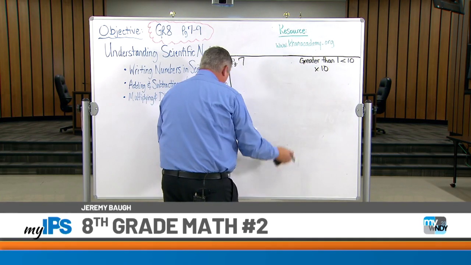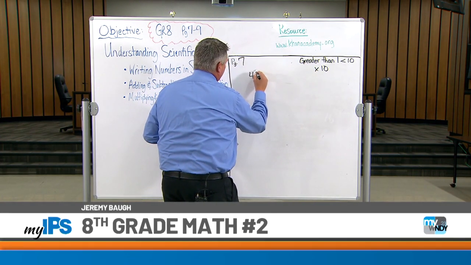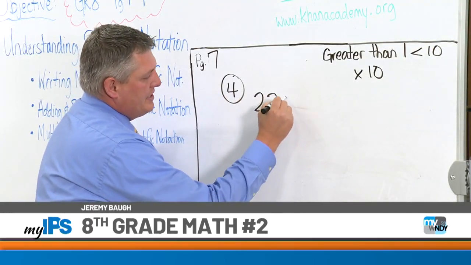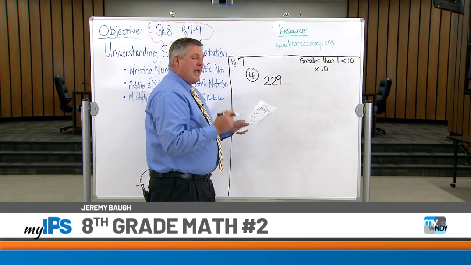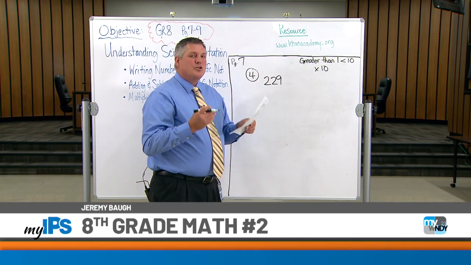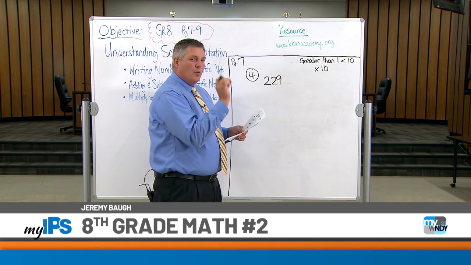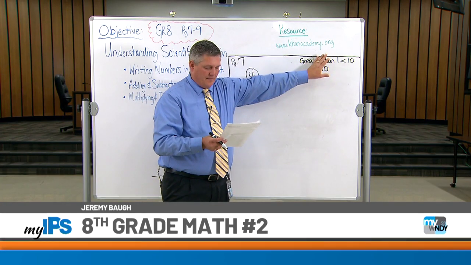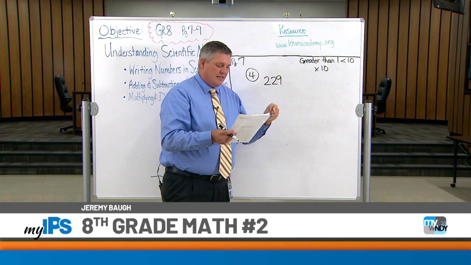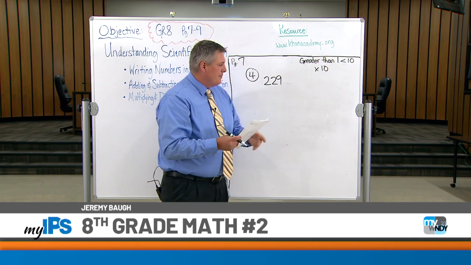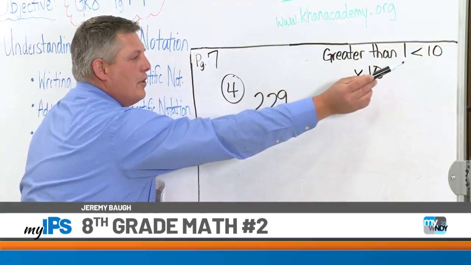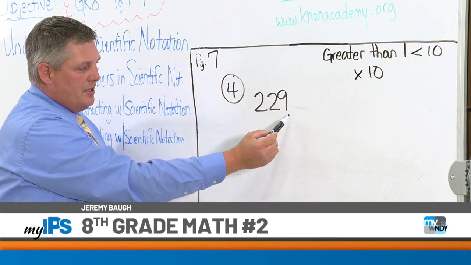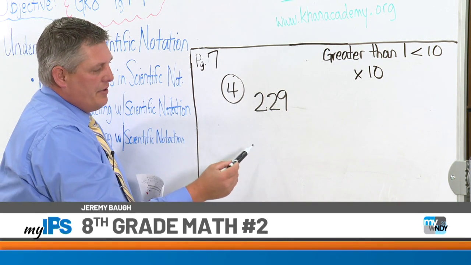In your packet, you have problem number 4. Problem number 4 is set up as 229. So, what do I have to do to make this into a number that is between 1 and 10, has some kind of times 10 to the power of something, and has a decimal? So, I need to find out where 1 and 10 falls on this particular number. This is the hundreds place, the tens, and the ones. I need my ones place to be right there, don't I?